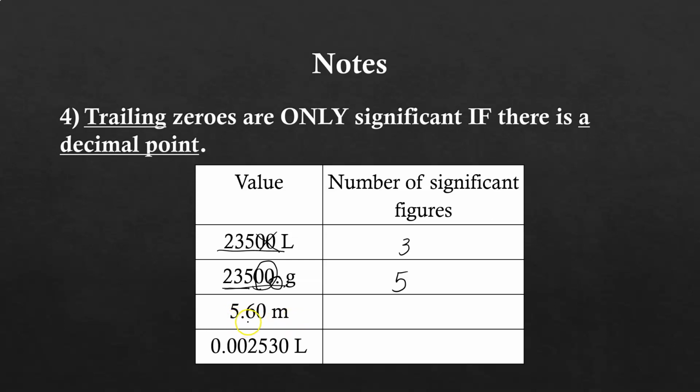Next we have this one where we have sig figs here, and this 0 is after the decimal place and after a non-zero number. So it is significant, and I have a total of 3. Note that these ones here are leading zeros, not trailing, so they are never significant. This 0 is after a decimal place, and it is a trailing 0, so it is significant. So we have 1, 2, 3, 4 sig figs for that number.